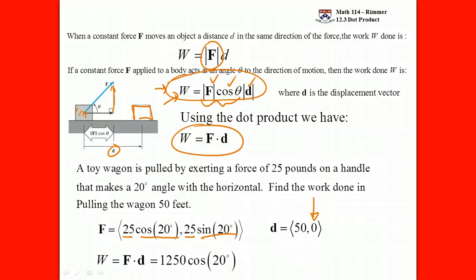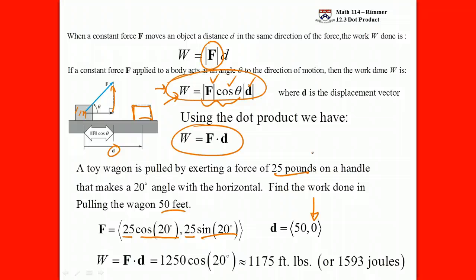And so we multiply the force times the cosine of the angle times the displacement. Whatever number that is, that's how much work is required to move that object that distance. Okay. And the units would be foot-pounds, because the force is in pounds and the distance is in feet, so foot-pounds.